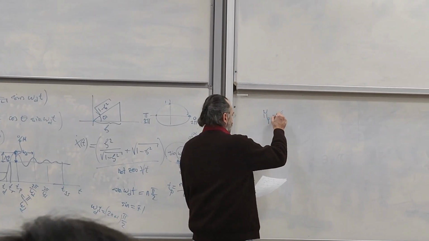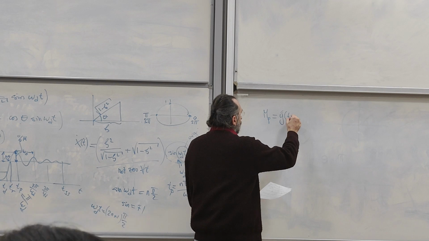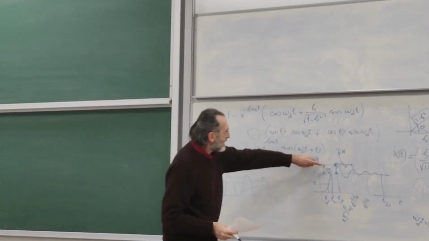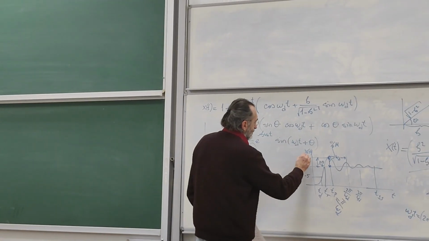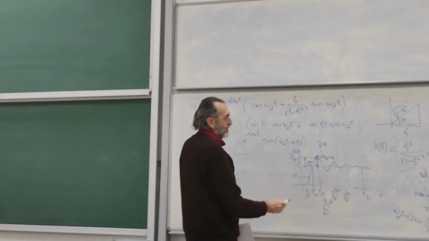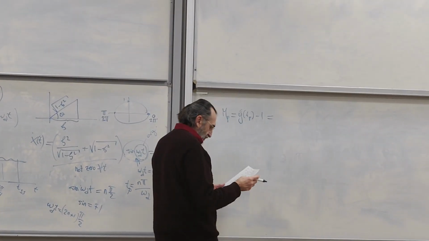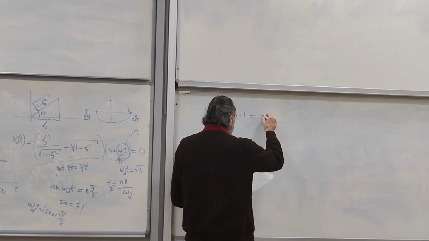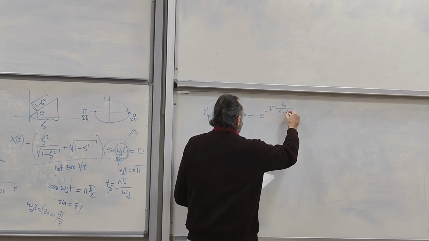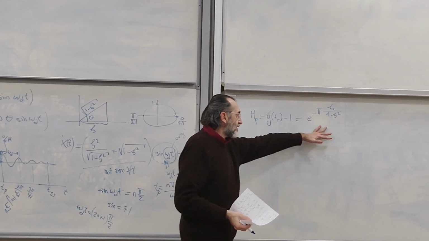The maximum at peak is equal to y at TP minus 1. So I'm looking at this value here, the overshoot. And that's going to be equal to e to the minus pi zeta divided by the square root of 1 minus zeta squared. So that is going to give me the amplitude.